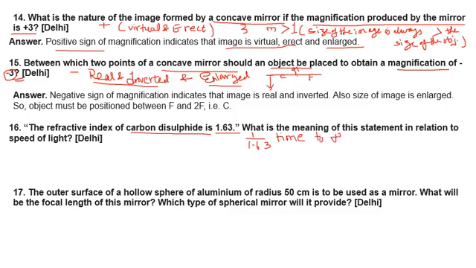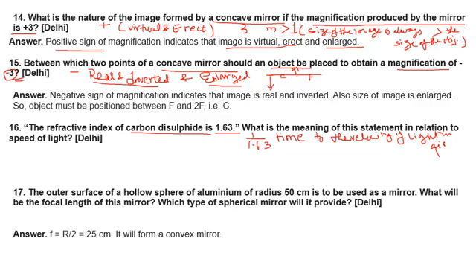the velocity of light in air. It means when light enters from air into carbon disulfide, its velocity decreases. And how much does it decrease? It decreases by 1 upon 1.63 times.